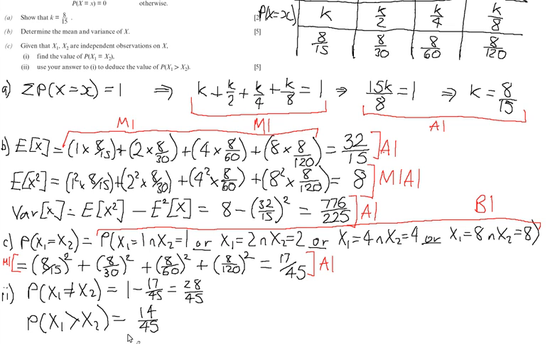Okay, so we did need to use the answer from the question before. We couldn't work this out by itself, so we did need to demonstrate this. So we have a method mark here for identifying the probability that they are not equal to each other, and then we get an accuracy mark from leading from that, getting that the probability that one is greater than the other is 14/45. Okay, I hope that all made sense and that you understood it.